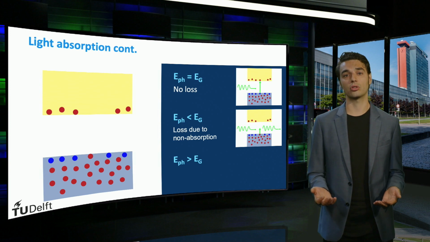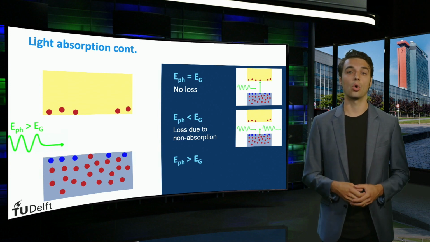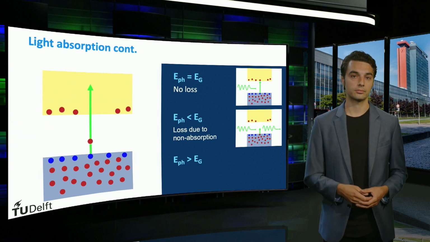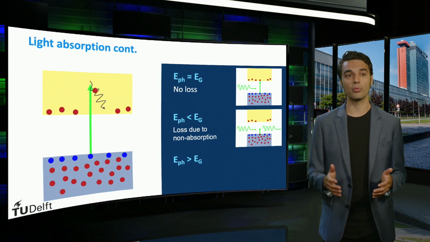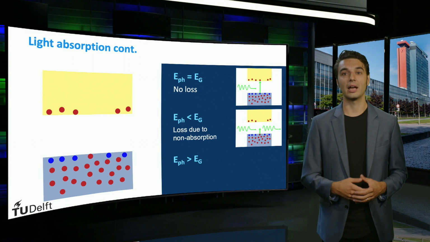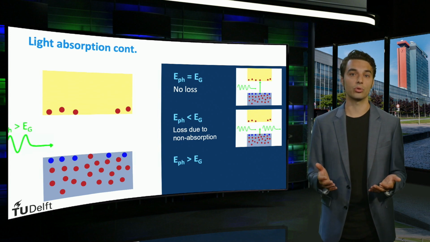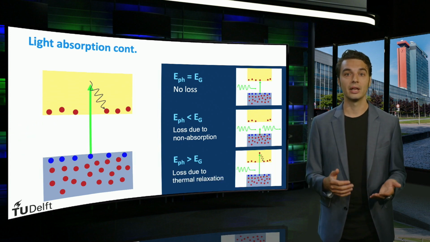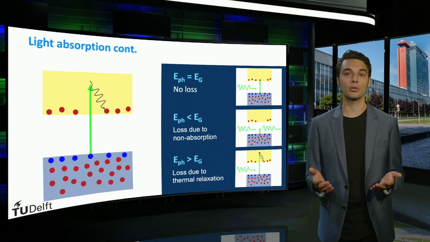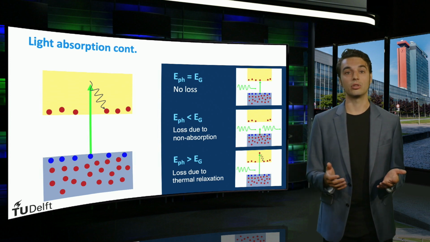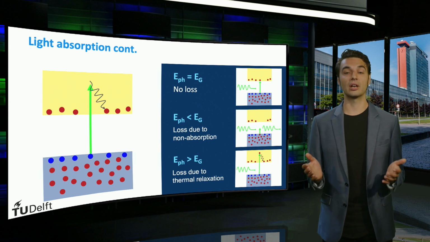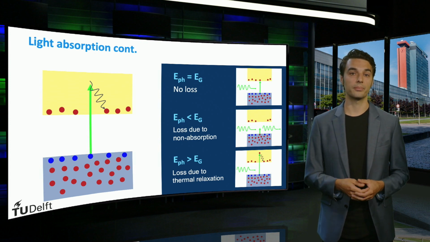This process is called thermal relaxation or thermalization. To put it simply, if a solar cell absorber has a bandgap of 1.1 electron volts and a photon of 1.6 electron volts excites an electron-hole pair, then the solar cell can only utilize a maximum of 1.1 electron volts from that photon. 0.5 electron volts of energy are therefore lost to the thermalization.